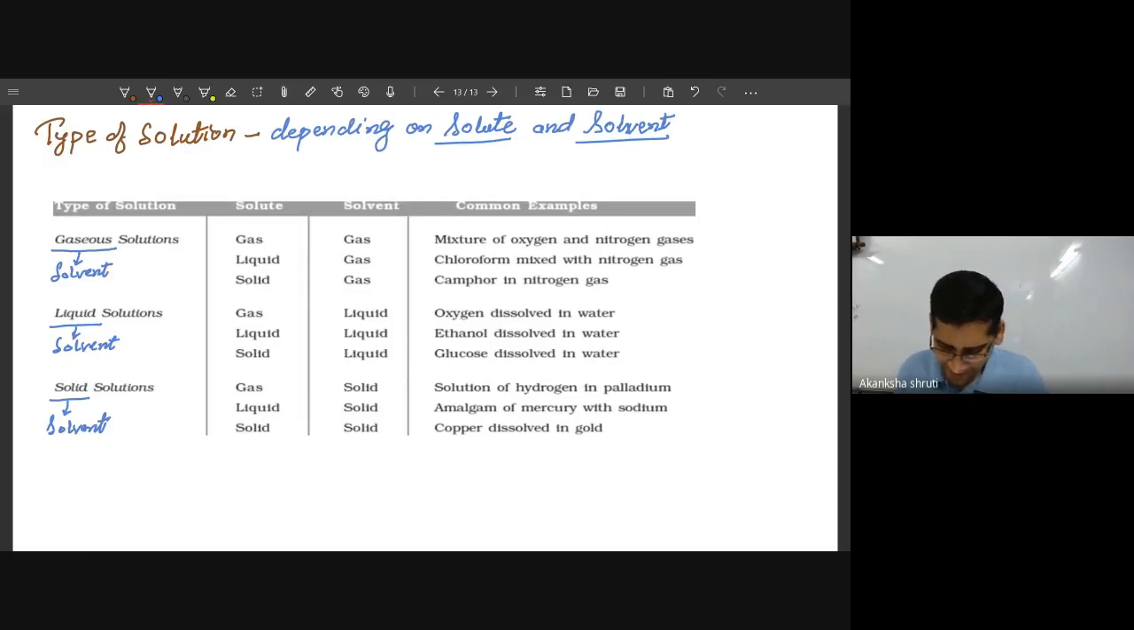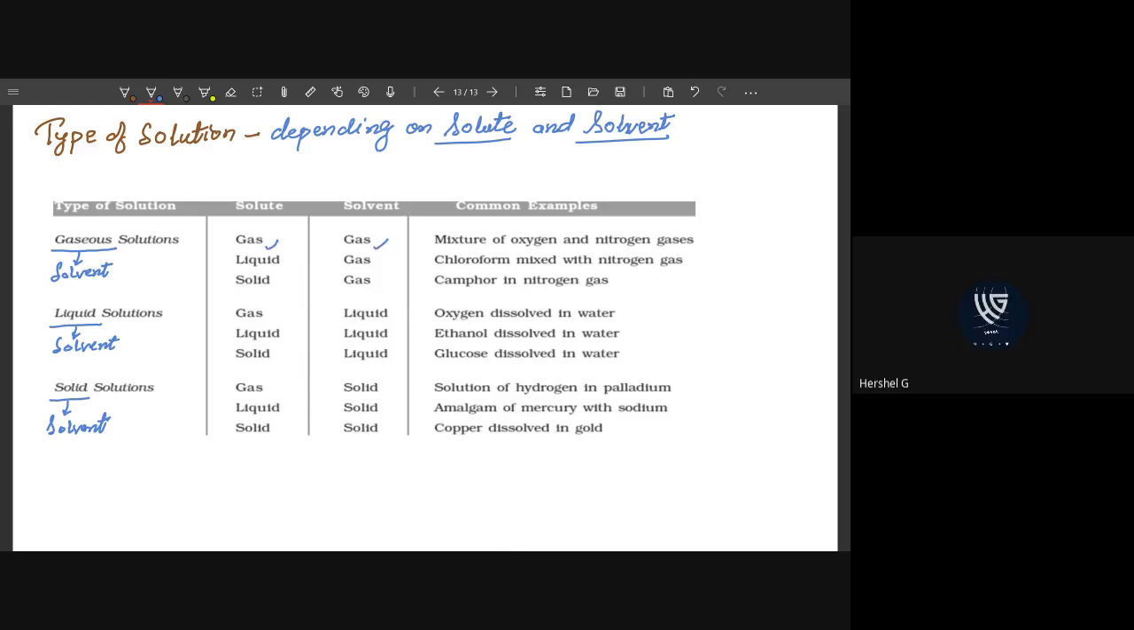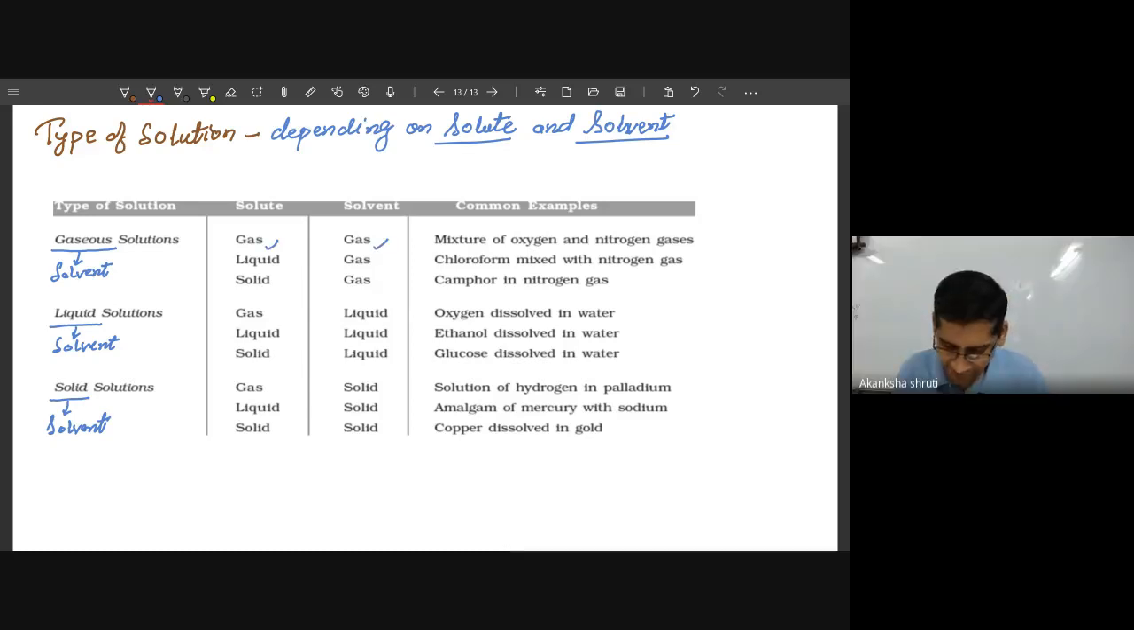Now let us take a few examples. In a gaseous solution, one gas is mixed with another. For example, oxygen, nitrogen and other gases are present in air. Air is a good example of a gaseous solution. Okay students, see, it is written here: it is a mixture of oxygen, nitrogen and other gases in air. You just add this one.